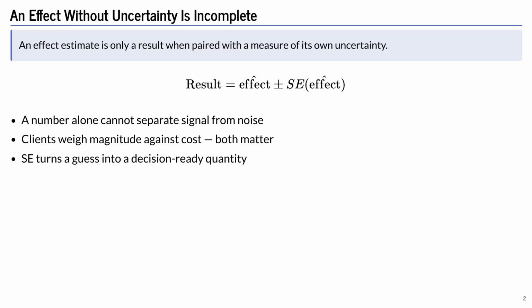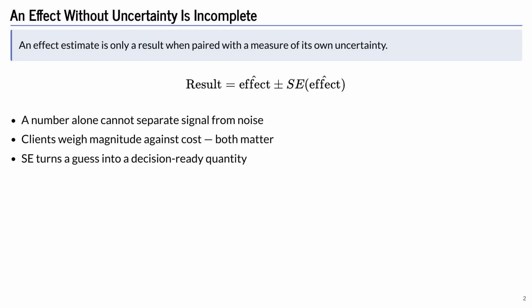Let me start with a principle that sounds obvious but is violated constantly in practice. An effect estimate by itself is incomplete. If I tell you that raising reaction temperature increases tensile strength by 9 units, you cannot yet decide whether that matters. 9 units relative to what uncertainty? The result only becomes decision-ready when you pair it with its standard error.